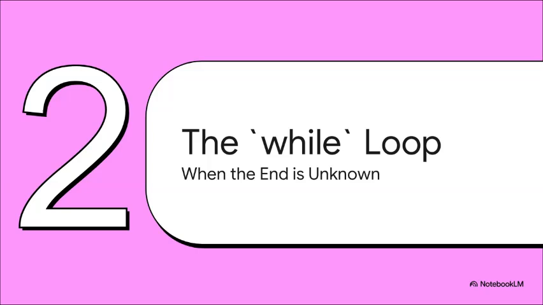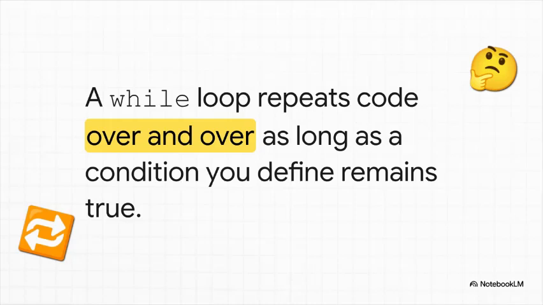Okay, for loops are fantastic, but what if you don't know how many times you need to loop? What if you just need to keep going until, say, a user types quit? That's where the other type of loop comes in, the while loop. A while loop's logic is all about a condition. It's not about working through a list. It's more like a gatekeeper.